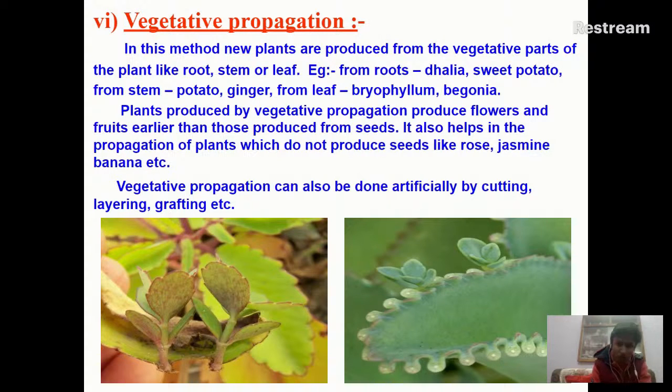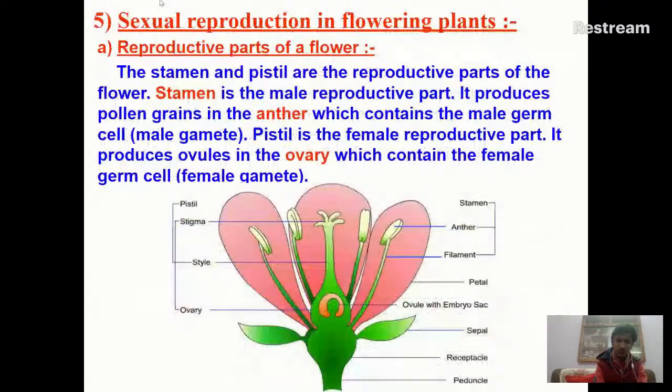Next, vegetative propagation can also be done artificially by cutting, layering, grafting, etc. हम आर्टिफिशियल तरीके से घर पर कर सकते हैं. It can be done at home by layering. The methods are cutting, layering, grafting, etc. Okay, I think it's clear to you now.